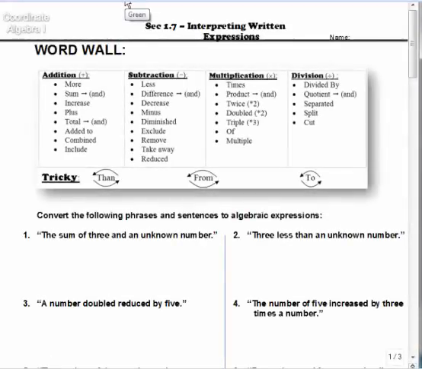In this section, we're going to begin to learn how to interpret different phrases into algebraic statements, or expressions in this case. So what I did is I first started with a word wall and gave you several different types of words that imply addition: more, sum, increase, plus, total, added, combined, include, all kind of imply addition. A couple of them are setup words. For example, when you say the sum of 5 and 6, sum sets up the word and to be plus.